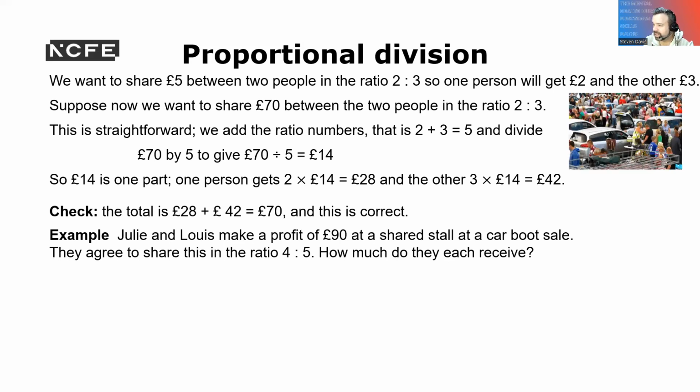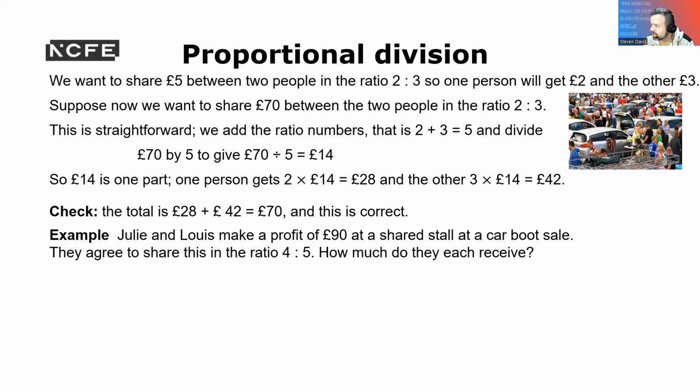So, Julie and Louise make a profit of £90 at a shared stall at the car boot sale. They agree to share it in the ratio 4 to 5. How much would each person get? So if we break this down, we have to do 4 plus 5, that equals 9. Divide 9 into 90, so that's then £10.